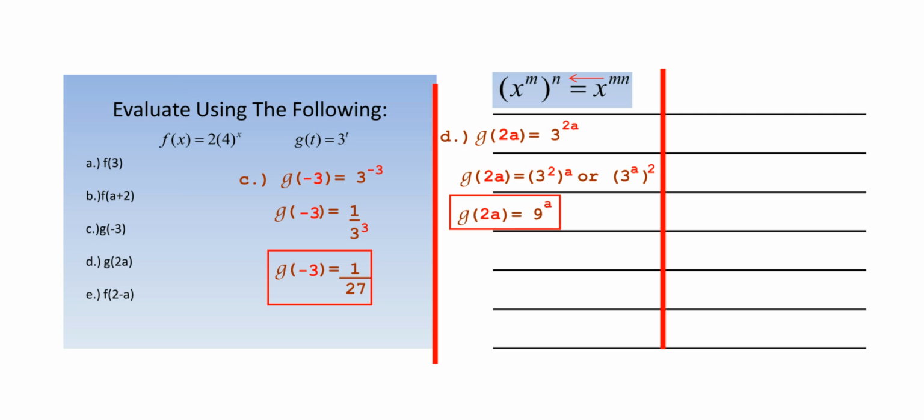So let's try the last example there, E. For E, it's f of 2 minus a. And our expression, once again, we've got to use the equation f of x equals 2 times 4 to the power of x. So in other words, we're replacing the x in this case. So replacing the x with 2 minus a, there we go. A little tricky again, because that's 2 minus a.